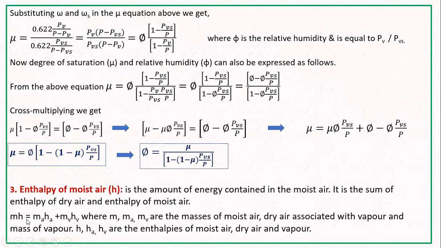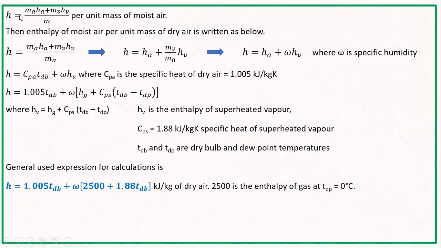Small h is nothing but specific enthalpy, that means per kg. That's why the total mass M of the moist air will be equal to the mass of the dry air into enthalpy of the dry air plus mass of the vapor into enthalpy of the vapor. So h will be equal to (Ma ha plus Mv hv) by M. This is per unit mass of the moist air. If we consider per unit mass of dry air, we divide by Ma. Ma gets cancelled, and you will get h is equal to ha plus Mv by Ma, this into hv.